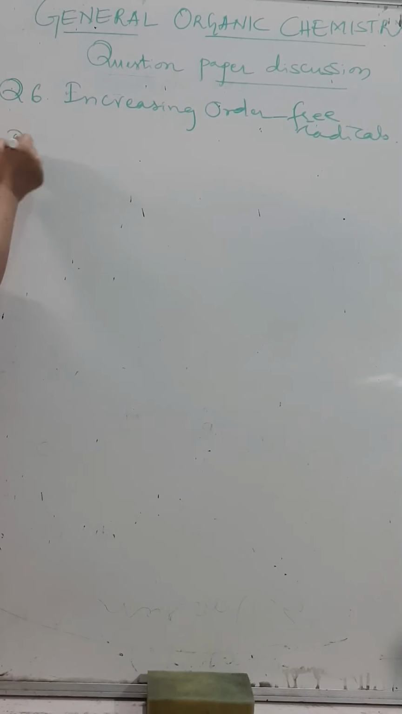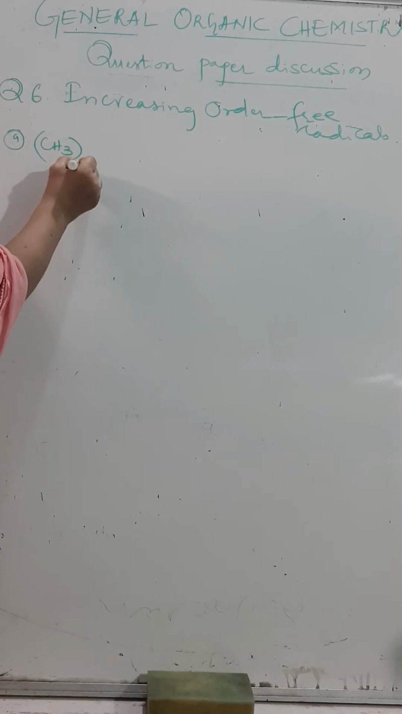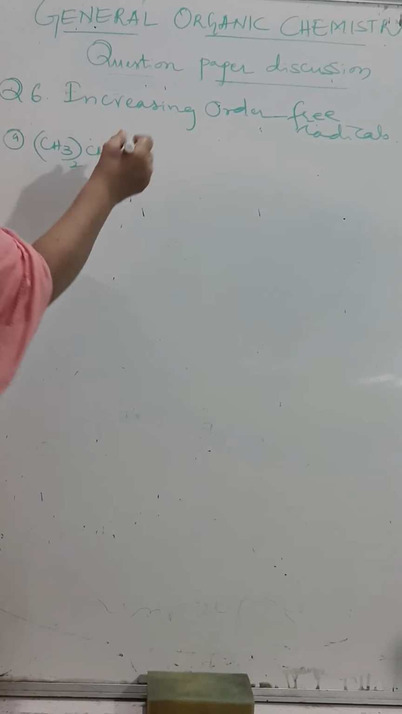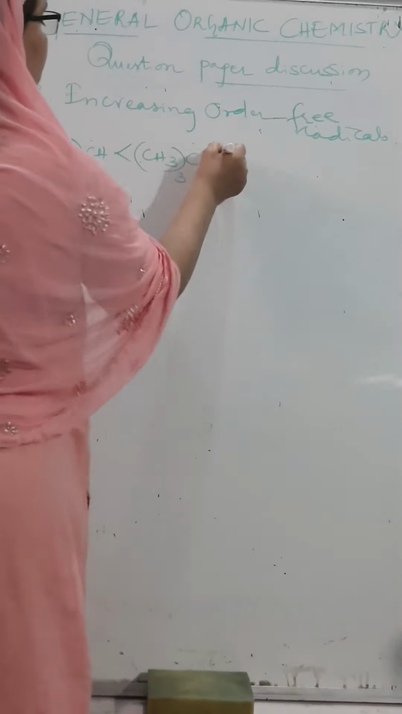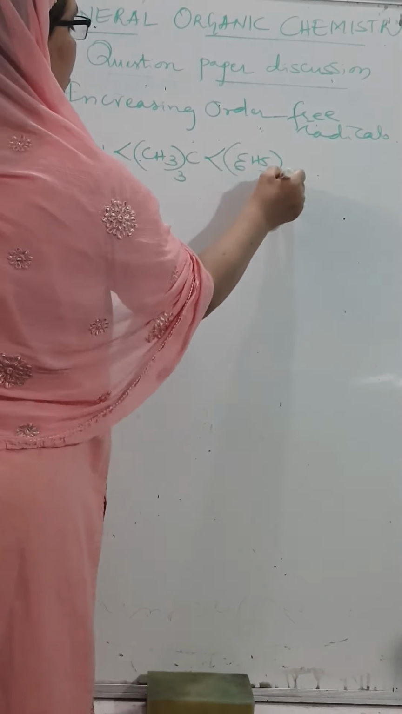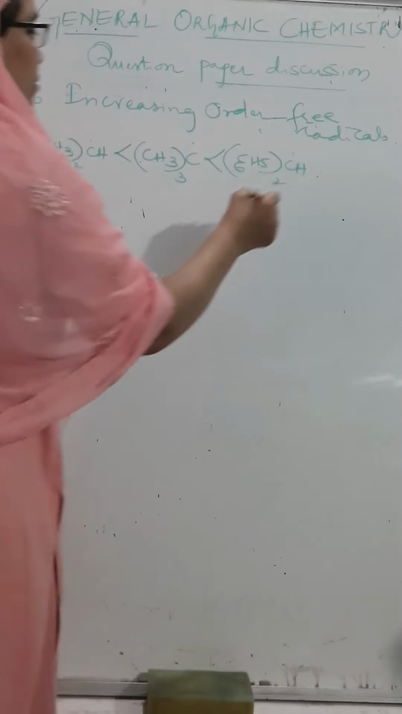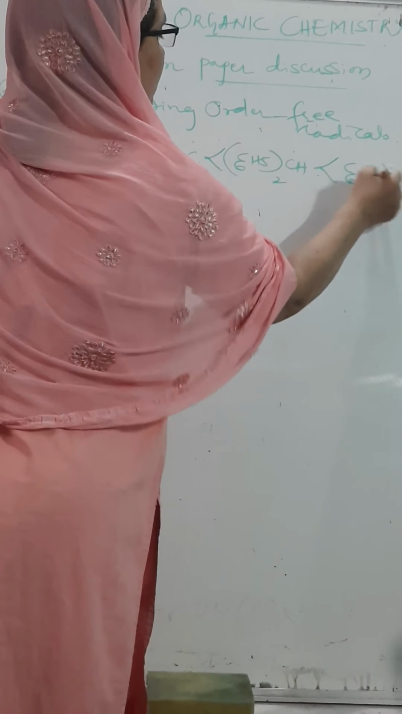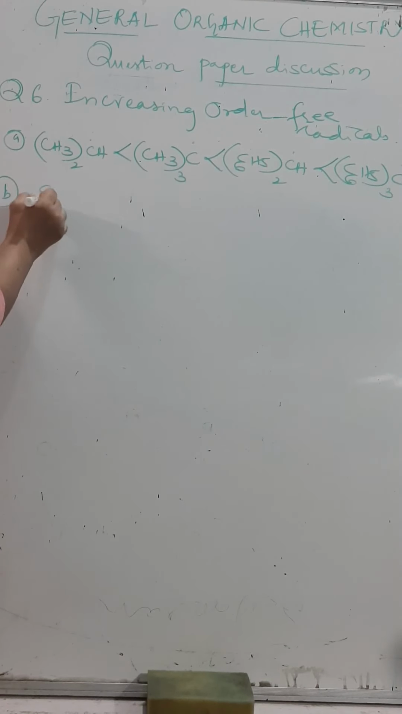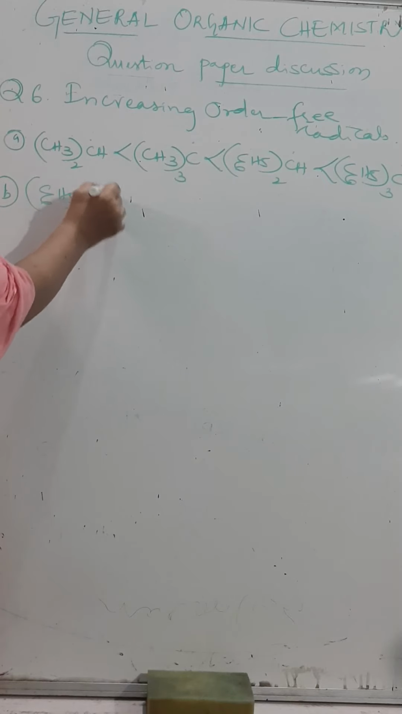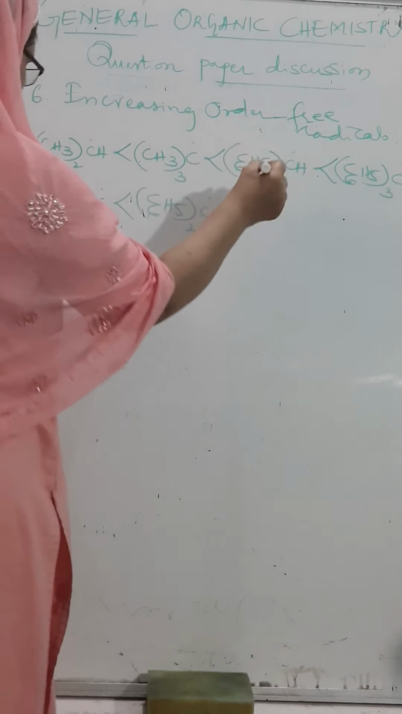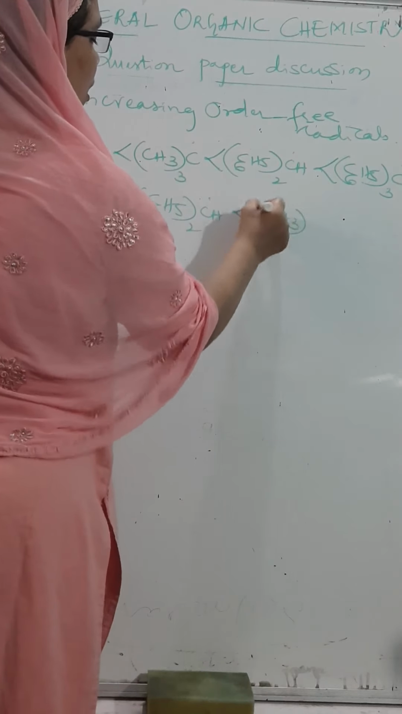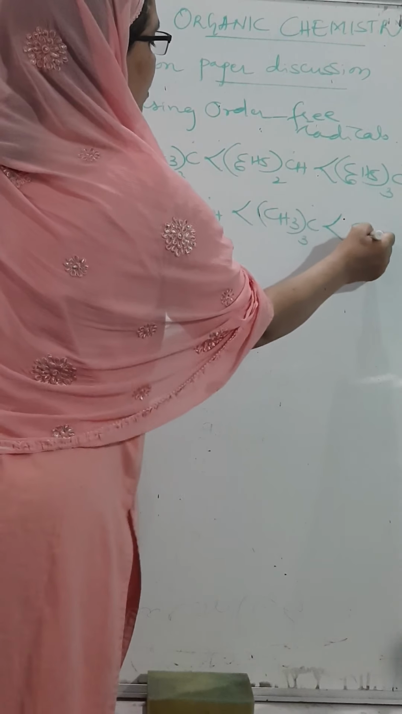We will write the options one by one. First option: dimethyl free radical, second trimethyl, further diphenyl, next triphenyl carbon free radical. Second option: triphenyl carbon free radical, then diphenyl, then trimethyl, further dimethyl.